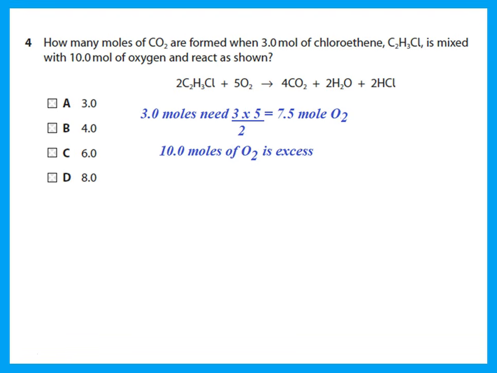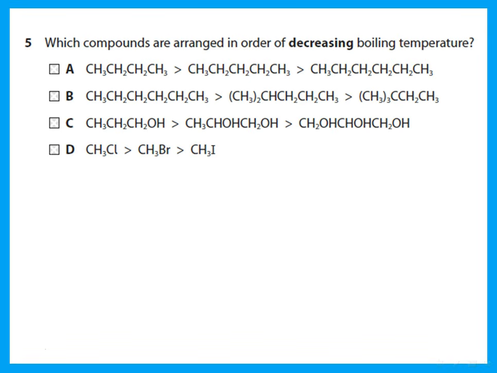According to the equation, 2 reacts with 5, so 3 will react with 7.5 moles, but he added 10 moles. And that means that the 10 mole of oxygen is excess, and that means if I want to get the number of moles of CO2, I get it using the 3 moles of the chloroethene and ignore the number of moles of oxygen that he gives me. So 3 moles of chloroethene will give what? The equation says 2 gives 4, so 3 will give 6 moles of CO2.